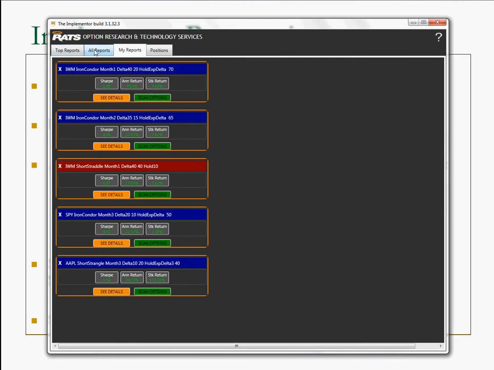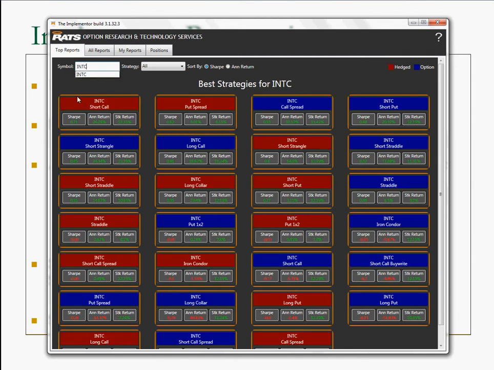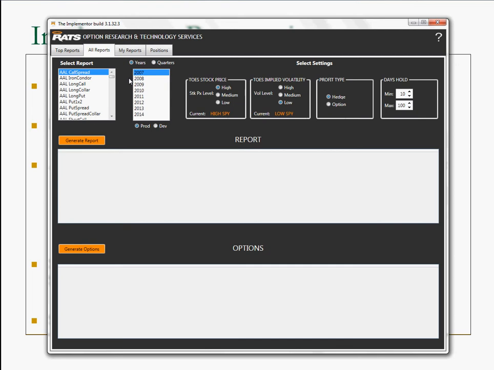Let's look at one more thing. You could also type in a different symbol, Intel, and see which strategies did the best in Intel. So let's go to the All Reports tab. There are literally thousands of reports on various symbols. You could scroll through it with the slider, or you could type in an I for IWM or IW to get through it quickly.